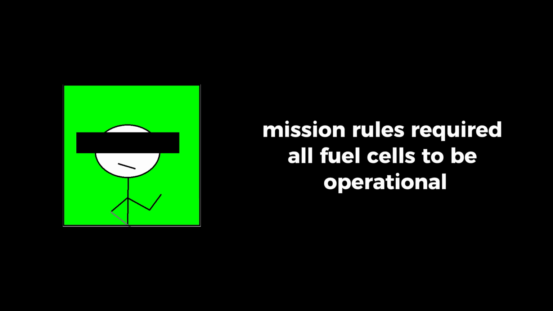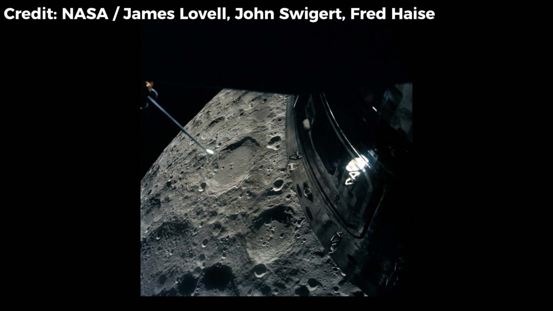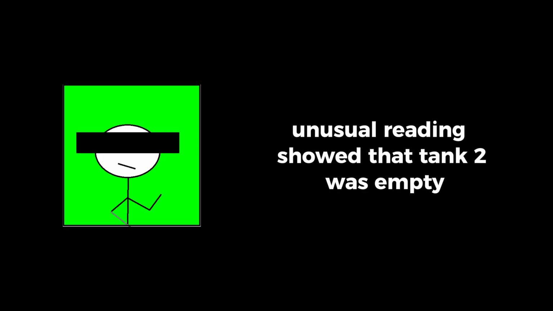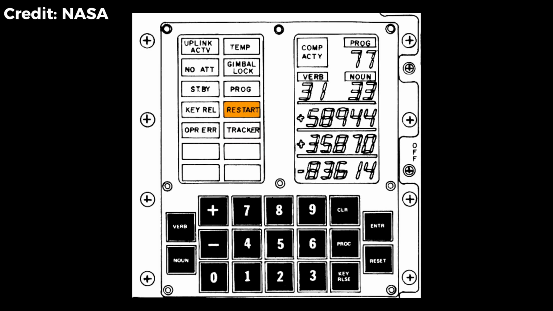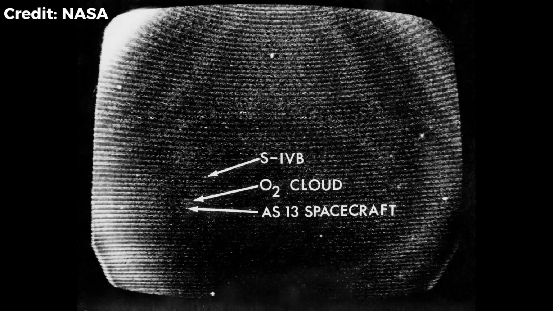Mission rules required all fuel cells to be operational for lunar orbit insertion. Unusual readings showed that tank 2 was empty, tank 1's pressure was dropping, the computer had reset, and the high gain antenna wasn't working. At first, these signs were missed, and the issues were thought to be an instrumentation problem. Lovell then reported a gas of some sort was venting into space, which confirmed it was a serious problem.